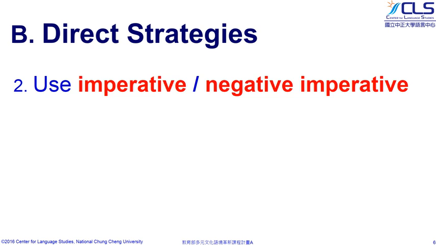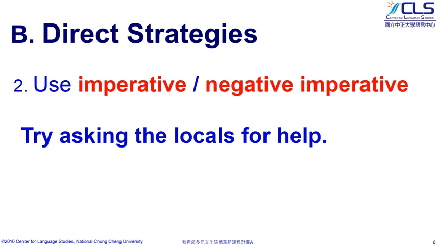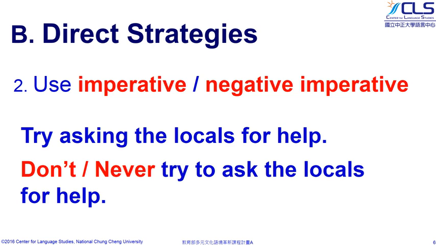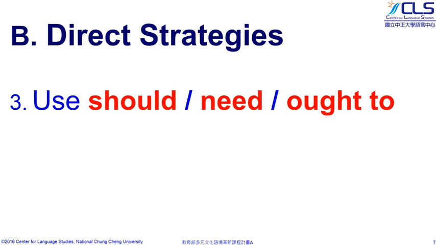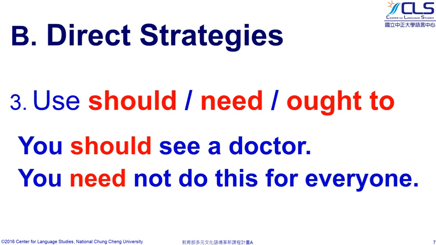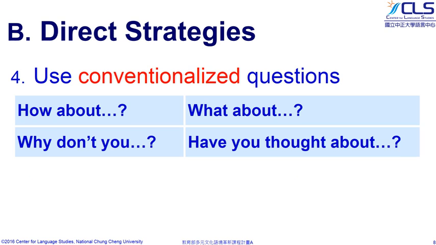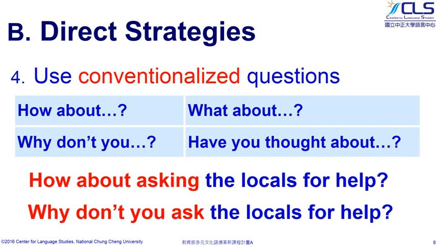The second strategy is using imperative or negative imperative, as shown in the examples. The third strategy is using modal verbs such as should, need, and ought to, as shown in the examples. Finally, we can use conventionalized questions such as how about, what about, and so on to make direct suggestions, as shown in the examples. Remember the direct strategies used for suggesting mentioned above are more direct and less polite.